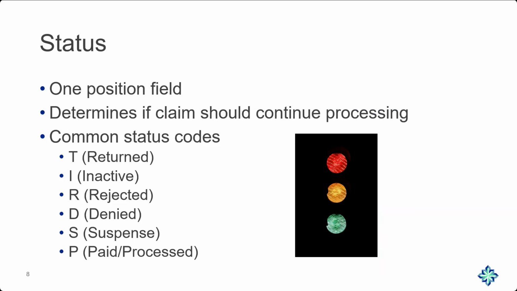I like to use processed more than paid because you can have a claim with P status that still has lines that are denied or rejected. So if you have a claim that's in P status, hopefully every line of the claim is paid, but not necessarily.